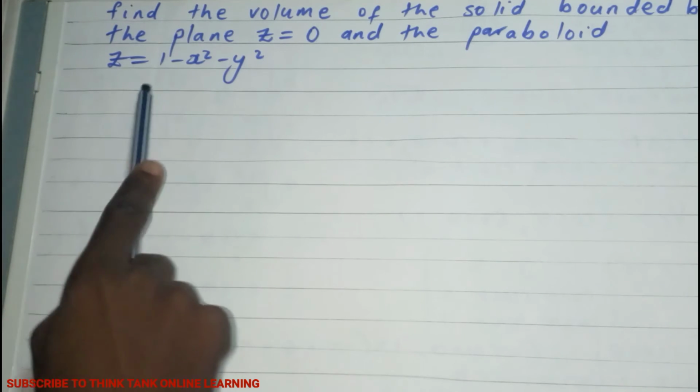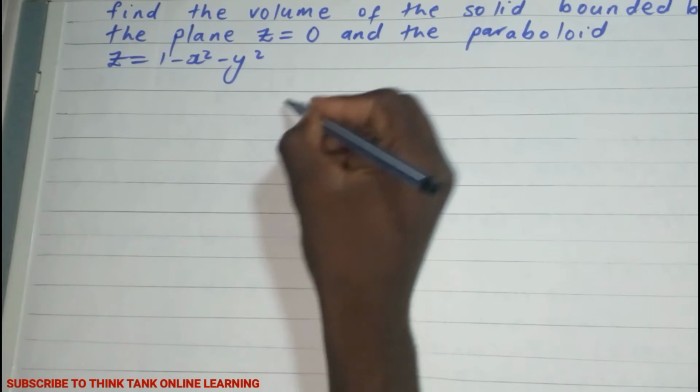Okay, so for this problem: find the volume of the solid bounded by the plane z equals 0 and the paraboloid. So I'm given a paraboloid. Now instead of drawing it like this, I'm going to draw it like this. If you don't know how to draw it, what does this plane look like? I know drawing in 2D is simple.